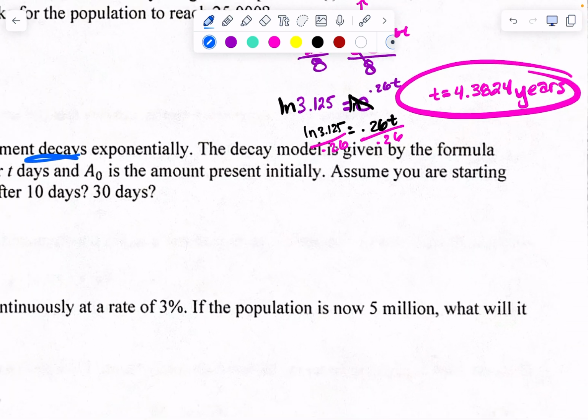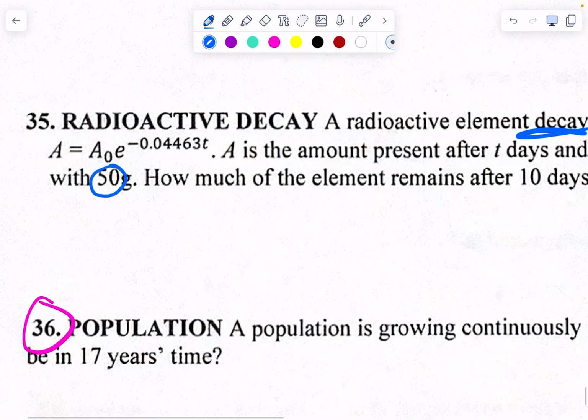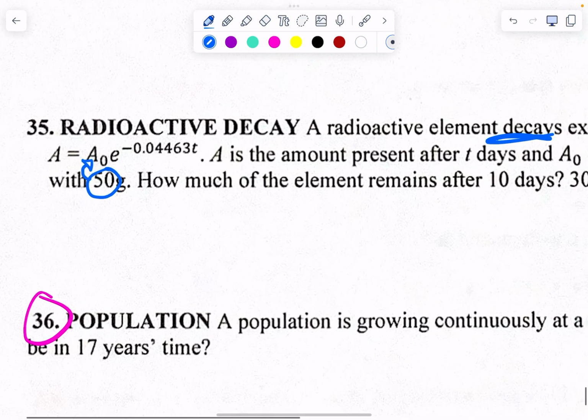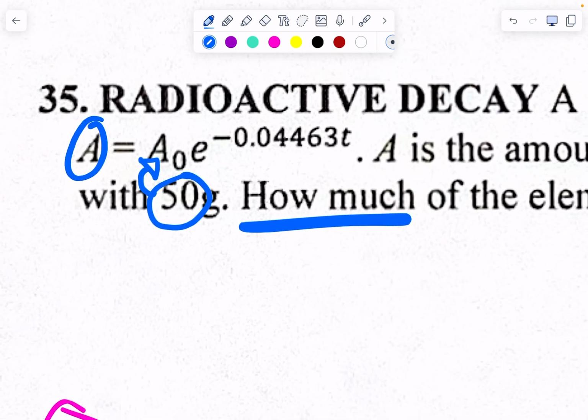That's my P value. Assume you are starting with 50 grams. Where does 50 grams go in? A naught. That goes in for your P. How much of the element remains after 10 days or 30 days? There's going to be 2 answers to this. What are we solving for, by the way? How much? We're solving for A. We want to know the after amount.